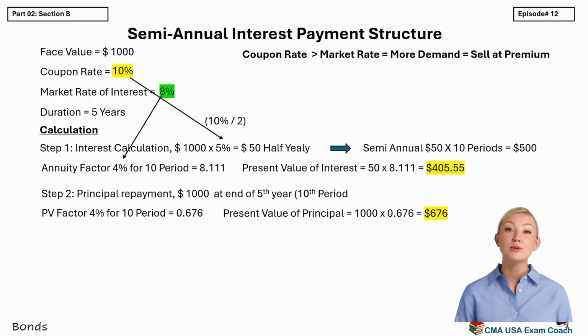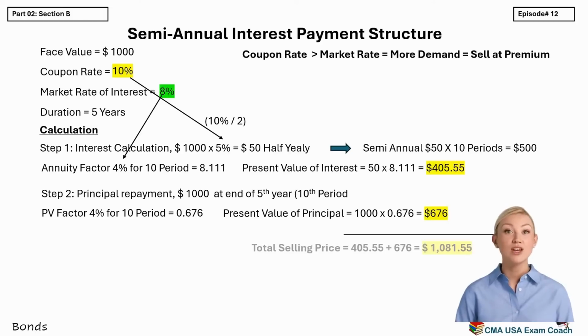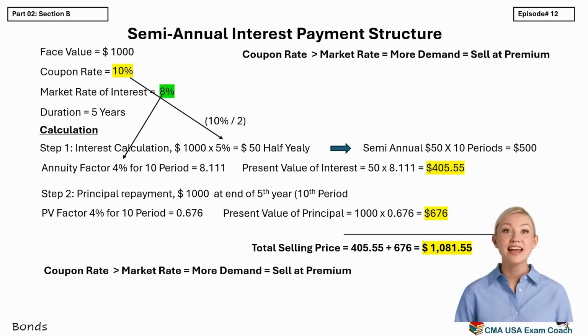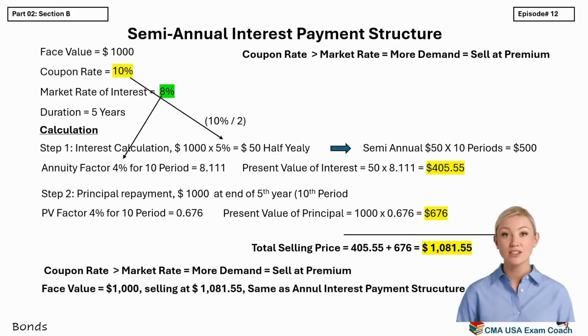Now, let's add both present values together. 405.55 plus 676 equals $1,081.55. So, the selling price of the bond is $1,081.55, which confirms again that this bond is sold at a premium because it offers a coupon rate higher than the market rate. Now here's something important to remember.